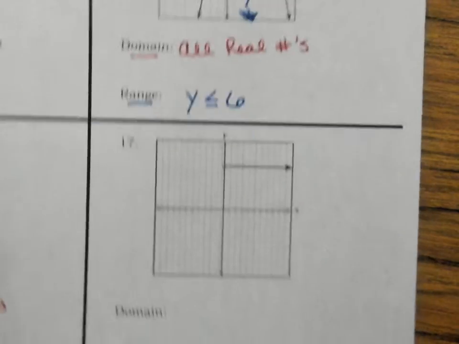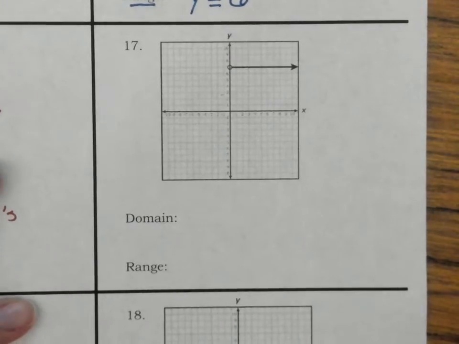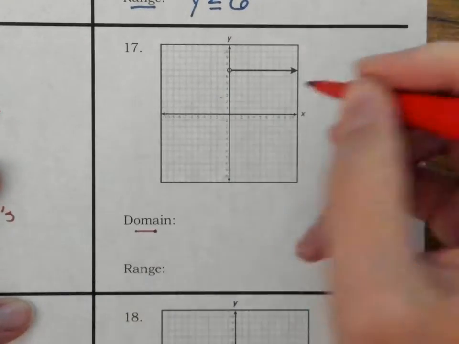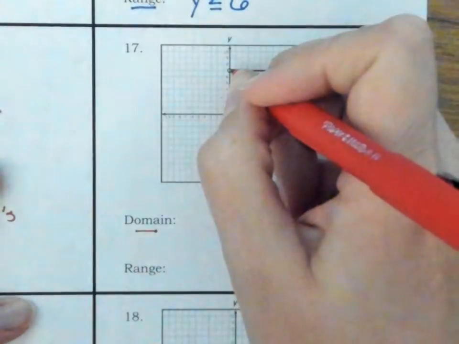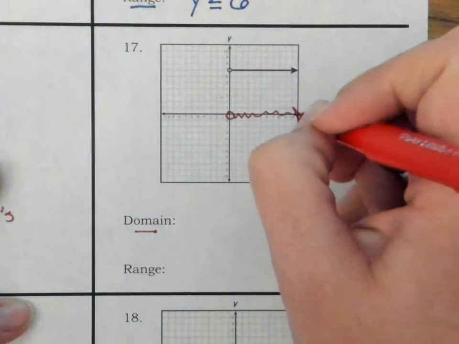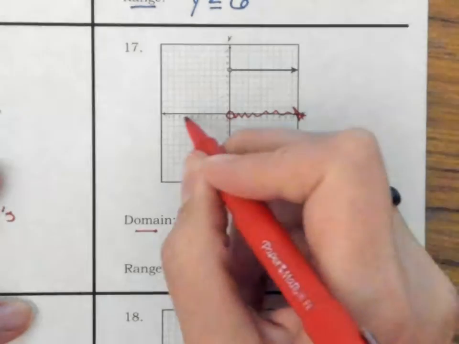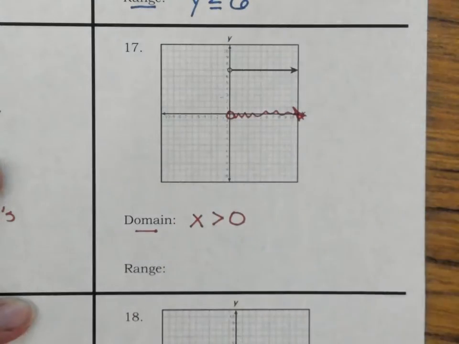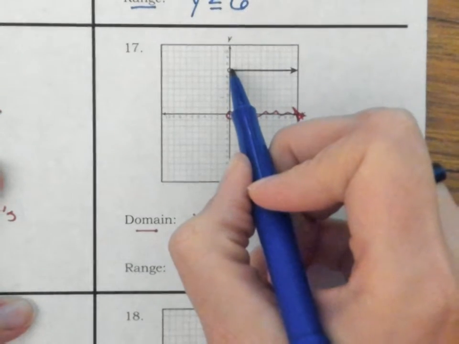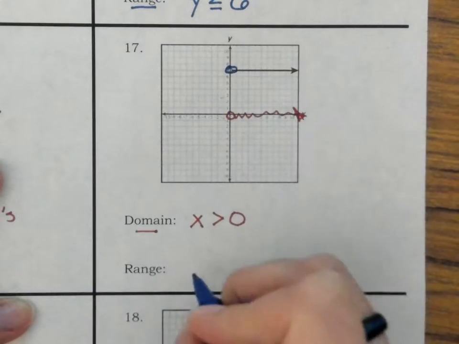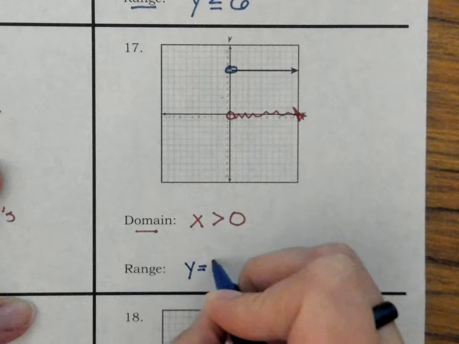Okay. Number 17. If I look at my domain, domain is x. And so it looks like I start here at 0, and I'm getting bigger. But I am never going smaller than 0. So x is greater than 0. My y values, though, sit right there at 7. That's the y, and it doesn't go anywhere. So it's y equals 7.